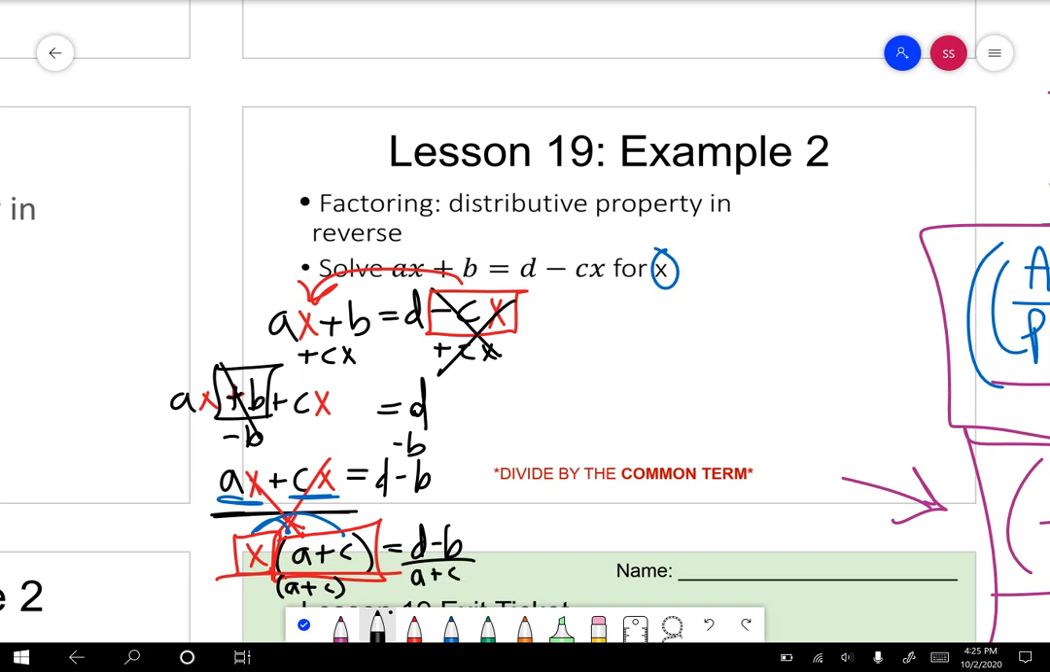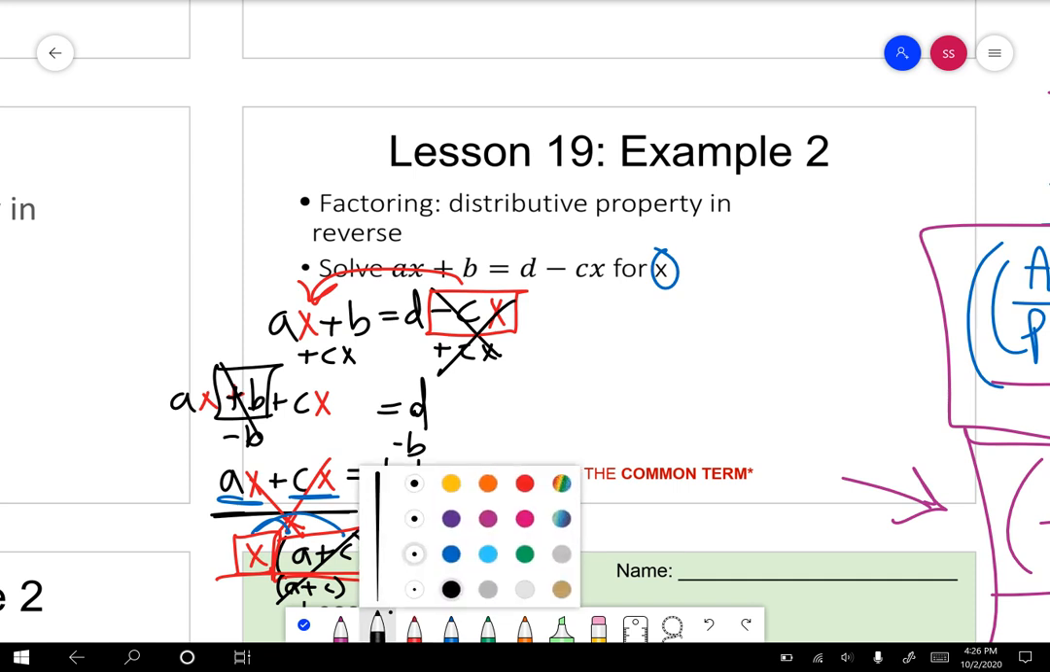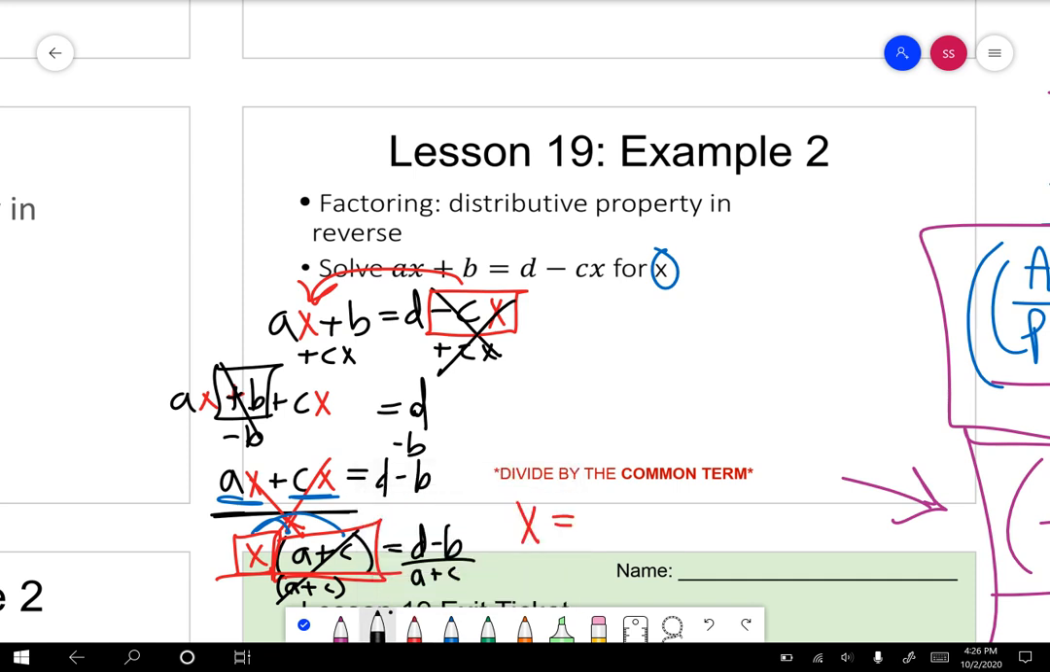So, this is getting a little messy, but we get x equals, the a plus x will be canceled out by dividing by a plus x. And on the right side, we are left with d minus b divided by a plus c. And again, we can't make that any more simple than it is because none of those are like terms. So that, in fact, would be our answer.